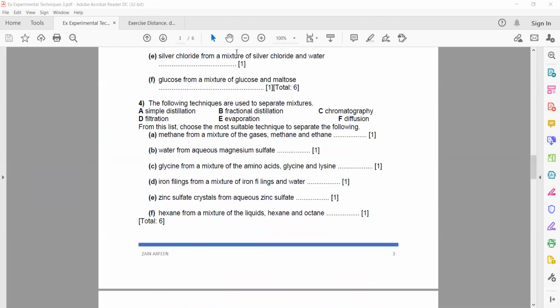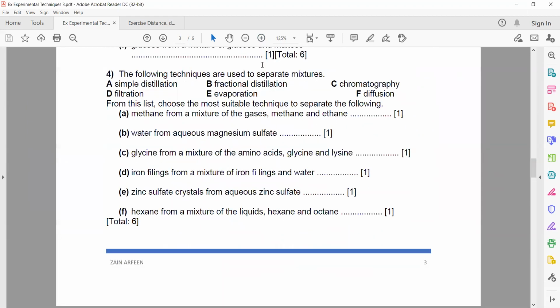Then moving on to question 4, the following techniques are used to separate the mixture. A is simple distillation, B is fractional distillation, C is chromatography, D is filtration, E is evaporation, and F is diffusion. From the list, most suitable technique, methane from mixture of gases, methane and ethane. So when you have gases, you can write diffusion. You don't have to write the name. You just have to select a letter for this.